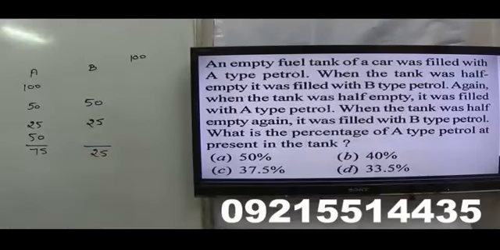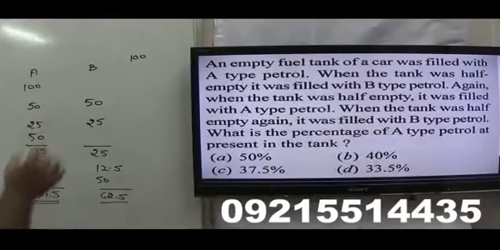When the tank was half empty again, how much A is there? 37.5, half of it. How much B? 12.5. Right. Now it was filled with B. How much B did we fill? 50. You take it as 62.5, and A was 37.5. What is the question? What is the percentage of A type petrol in the tank at present? So out of 100, A is 37.5. So my answer is C, 37.5%.